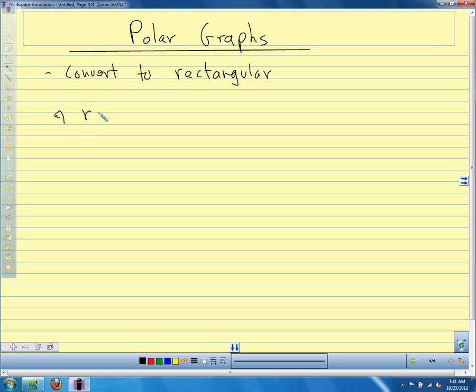So the first one is r equals a, where a is some constant. What would this be in rectangular coordinates? So a is just a constant. So someone said a line. What do you say, Griff? A circle. So line, circle, anybody else?